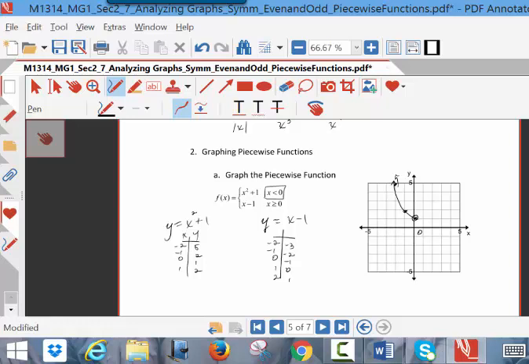Now this is going to be a straight line because this x is not squared or cubed or square root or absolute value, it's just plain x. So negative 2, negative 3; negative 1, negative 2; 0, negative 1; 1, 0; and 2, 1. Yes, that is most definitely a straight line, a linear graph.